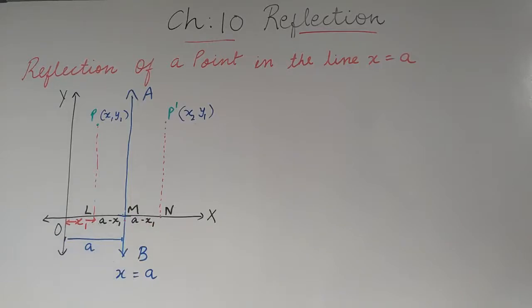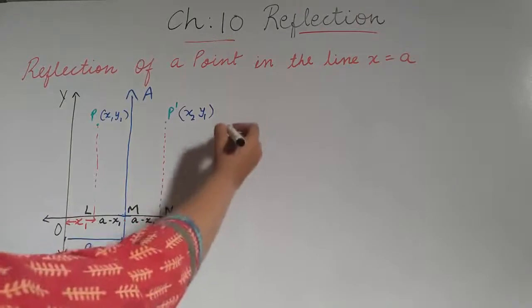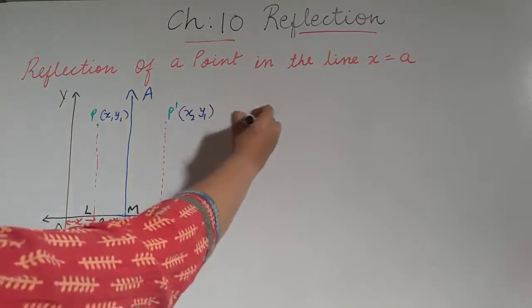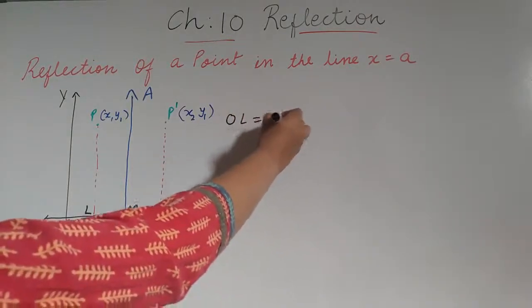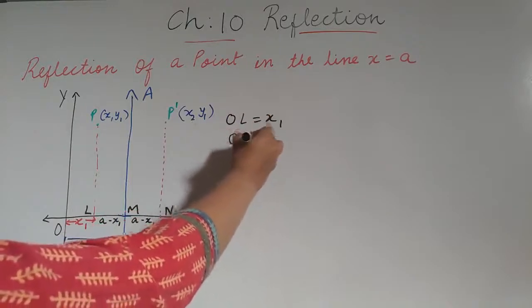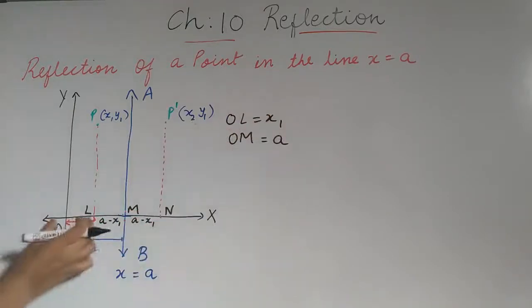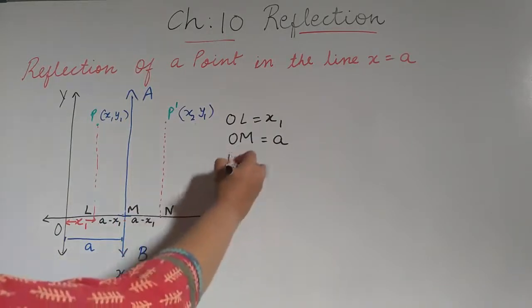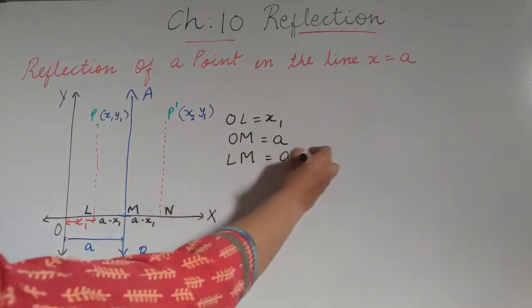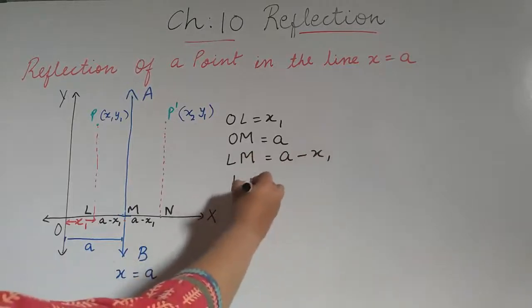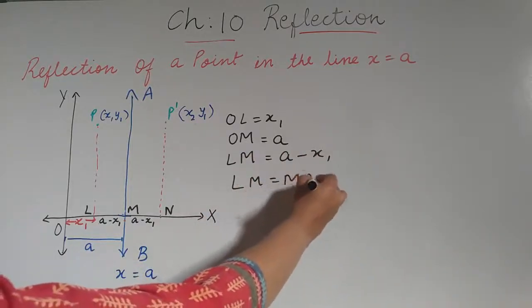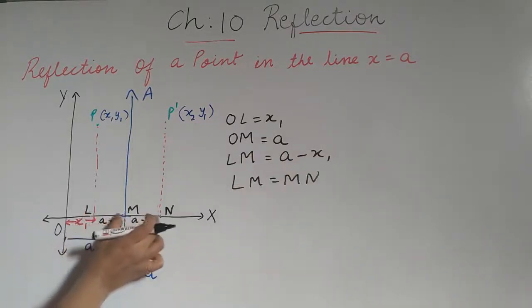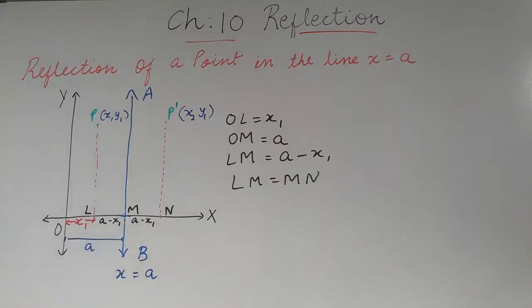So here, how much distance does it take? It is taking the ON distance. Let me first write LM or OL is equal to x1, and OM is equal to small a. You can see OL is x1 and OM is a. So LM distance is equal to a minus x1, and LM is equal to MN. Both the distances LM and MN are exactly the same.